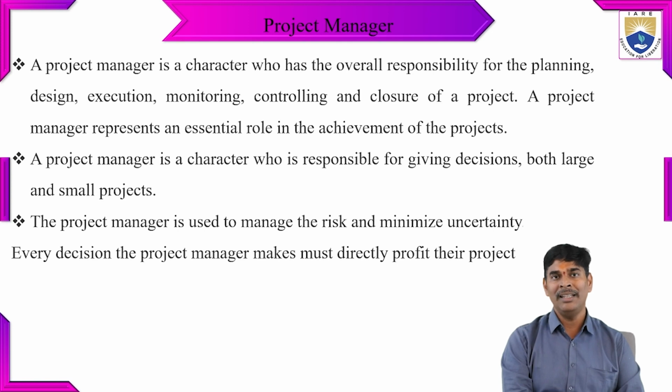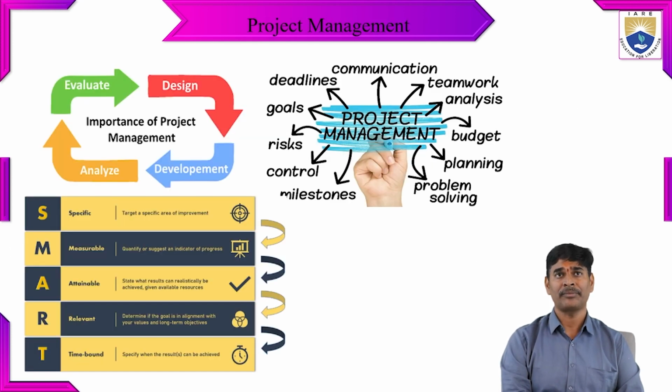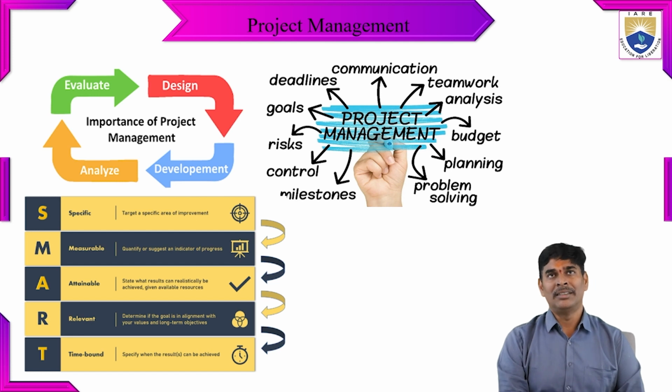So he is the main responsible person for allocating the projects, to whom he has to allocate the projects and to which members this project has to be assigned, whether the project is small or large. So the project manager is used to manage the risk and minimize uncertainty. He is the main person to take the decisions on the projects and make direct profit from their projects. Okay, now we'll see the project management.